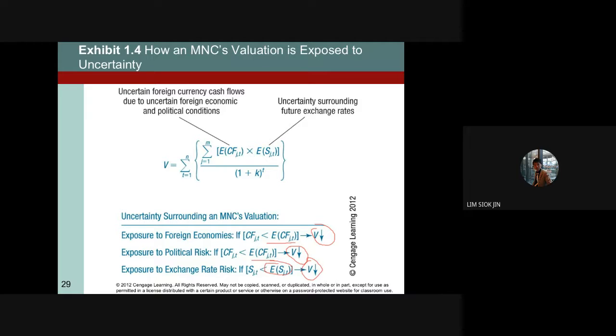But that is not to say COVID will affect all MNCs badly. Companies like Zoom, Facebook, Microsoft and Google are not affected because of the nature of their business. When people work from home, they actually need more of this software. So foreign economic and political risk is not affected, and exchange rate risk is also not affected. But different industries like car, automobile and airline are affected because COVID affects the economy. And airlines will also be affected by political risk and so on.